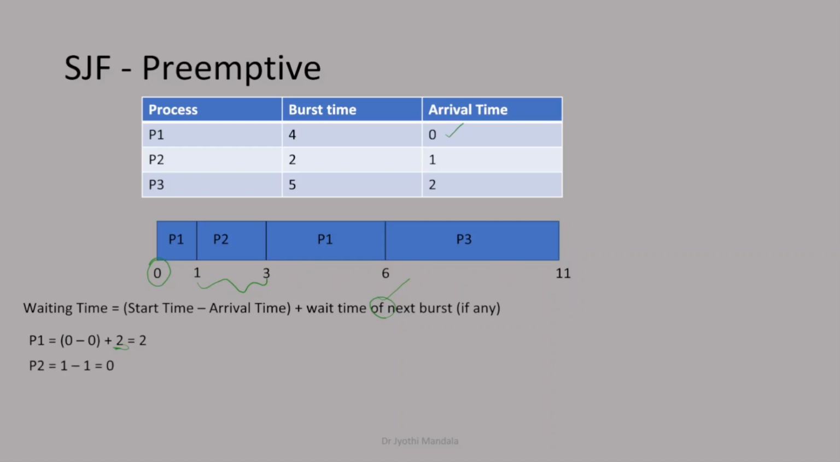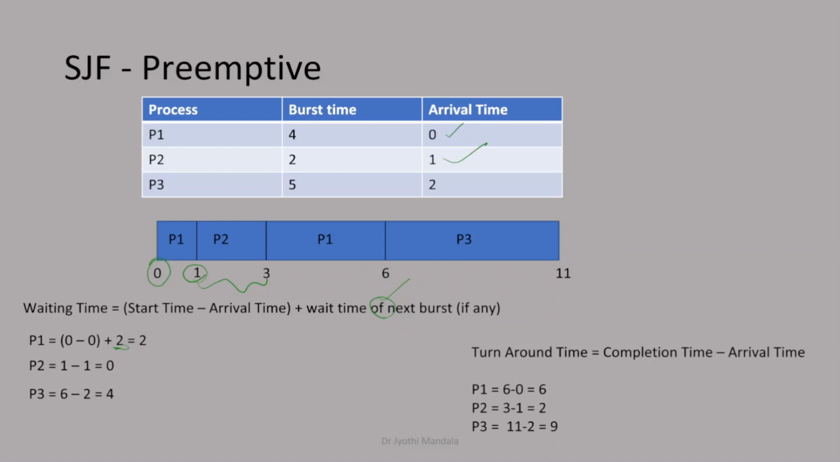For P2 you can see 1 minus 1, and no way P2 is waiting, isn't it? So no need to consider that, we can continue with that, right? And for P3 it is also like that, 6 minus 2, and nowhere it is waiting. So that is how it will be executed, right?